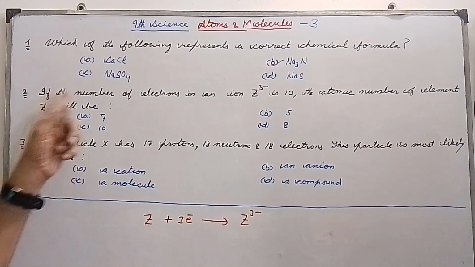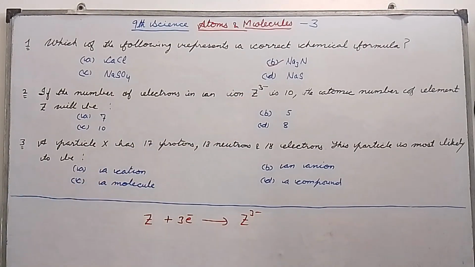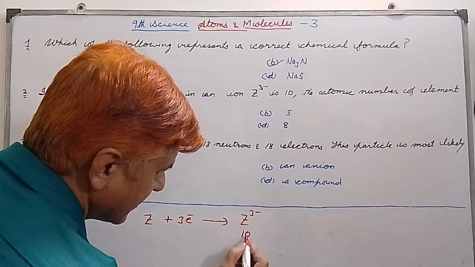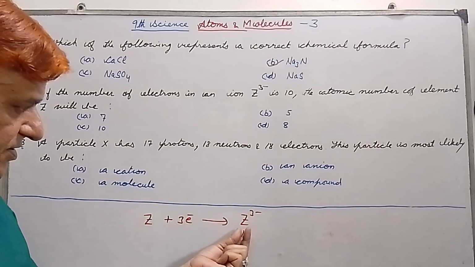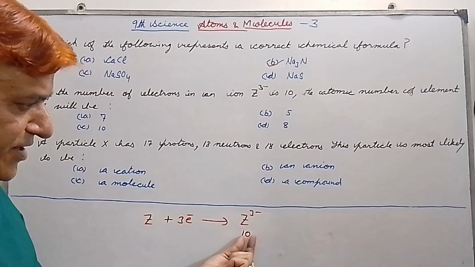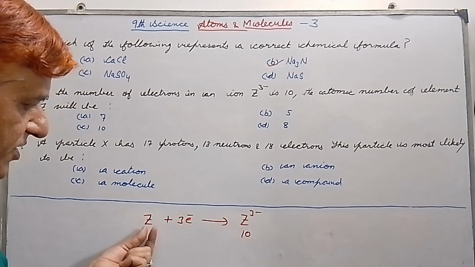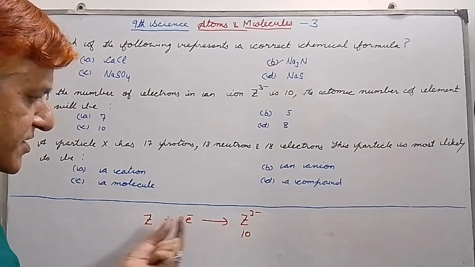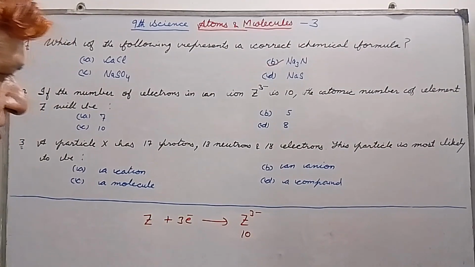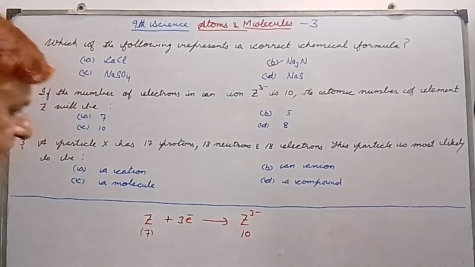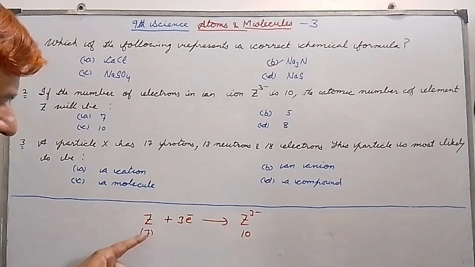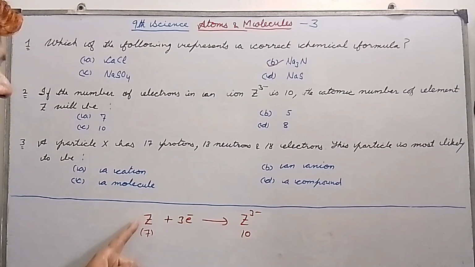Now the number of electrons in the ion is 10. It is given in the question, so this anion has 10 electrons. So the atom from which it is made will have how many electrons? 3 less. That is, it will have 7 electrons. And if it has 7 electrons, then the atomic number of this element will be 7. So A is the correct option.